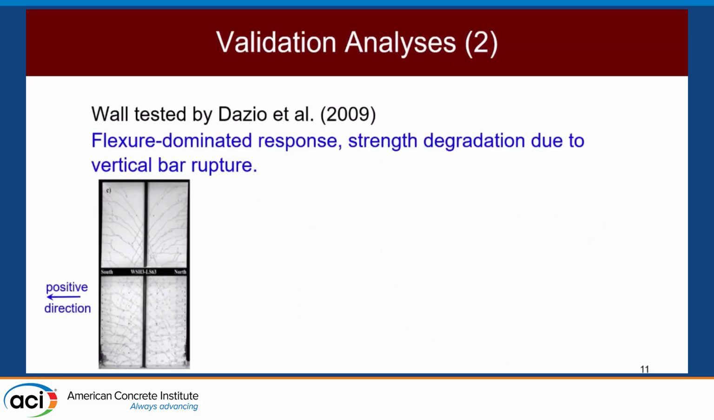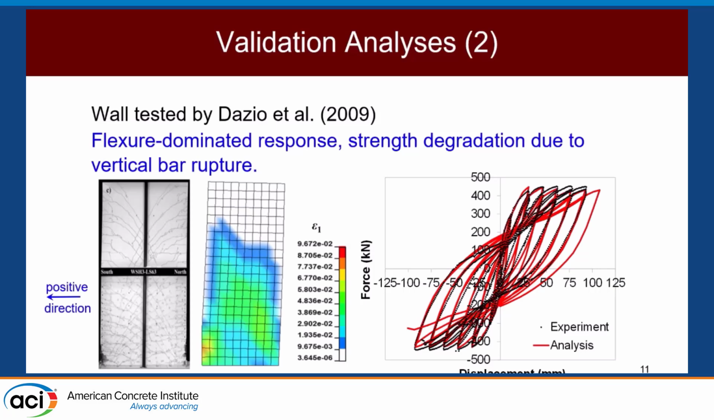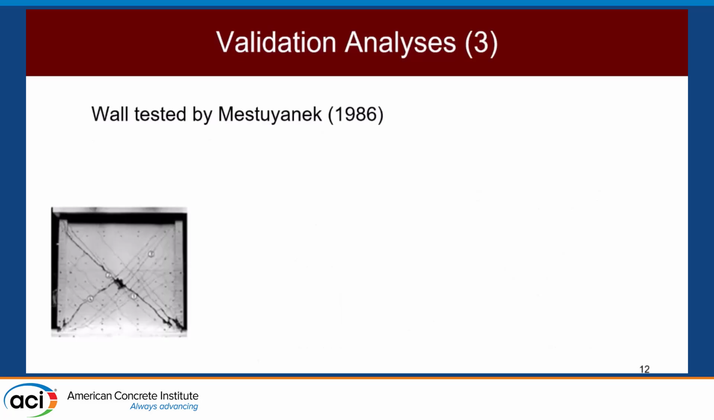Here's another one, where this one had a flexurally dominated response, actually, with a bar rupture. Vertical bar rupture on this one and strength degradation. And again, the model was accurately able to capture that vertical bar rupture. When you look in the model and actually export the strain values, you can see that it captured that quite well. Here's another one.